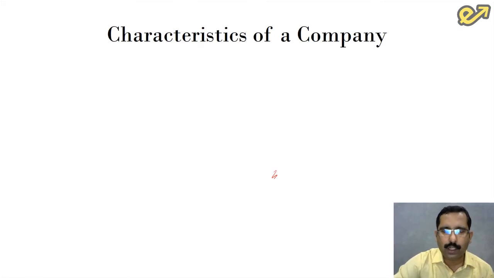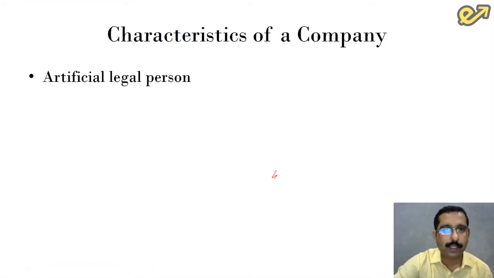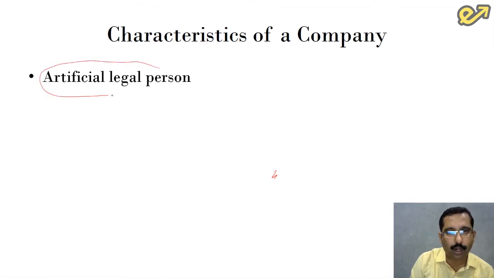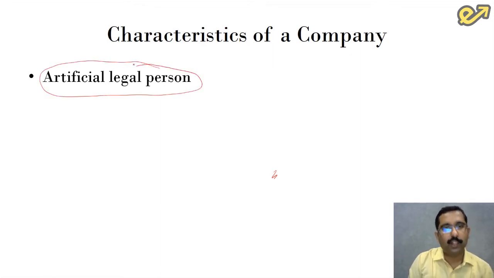Now, a company, which is also called a joint stock company, is given the status of an artificial legal person. Now, who is an artificial legal person? An artificial legal person is created by the law of the country. And we also understand that this artificial legal person has all the abilities of a natural person. So this is the first important point of joint stock companies.